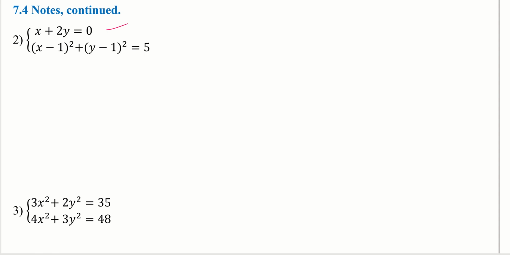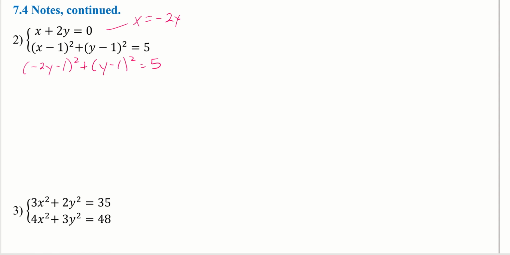Okay. So what I'm going to do is solve this guy for x, get it by itself. So x is equal to -2y. Now plug that x into the second equation. So (-2y minus 1) squared plus (y minus 1) squared equals 5. Now we did the substitution part.